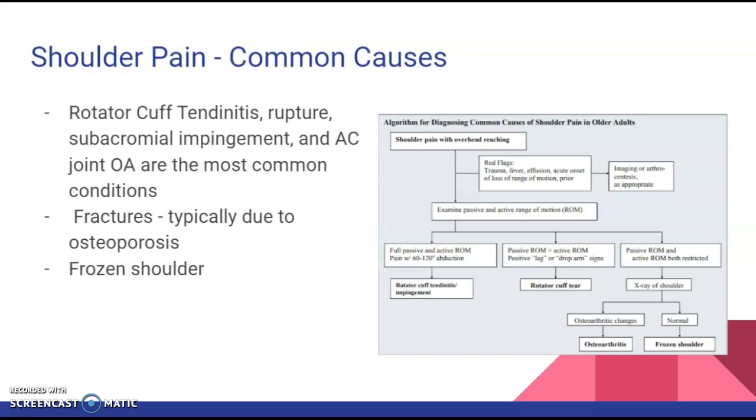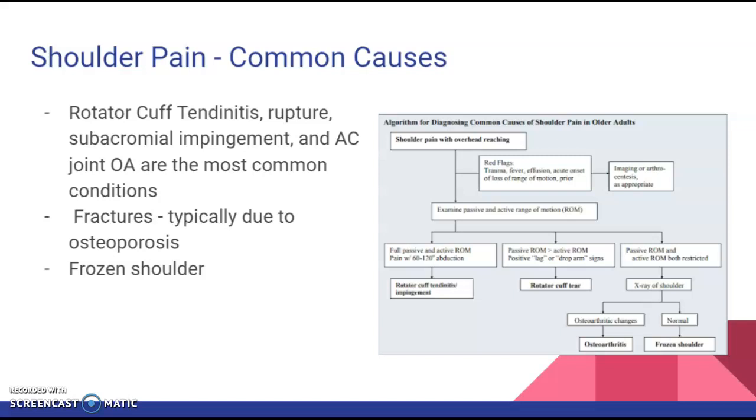So next, on to the common causes of shoulder pain. Your more general ones that affect any population will affect the geriatric population as well. So your rotator cuff tendonitis, rupture, subacromial impingement, as well as issues at the AC joint. They say OA there, so obviously your osteoarthritis is going to affect this population more, just because they've had years and years of usage.